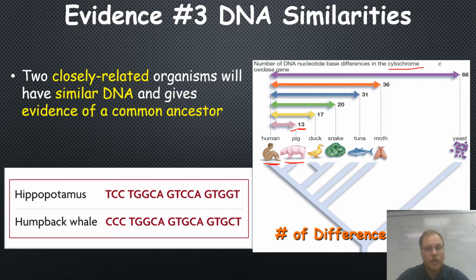We're talking about the cytochrome oxidase gene, okay? But there's a difference of 13 on this one little gene between the mammals of humans and pigs. But if you look at the difference between the DNA differences on this one gene between a human and a moth right here, there's a lot more differences, okay? That's because moths are insects and humans are mammals, and they're very distantly related, but they still share some similarities in their DNA.